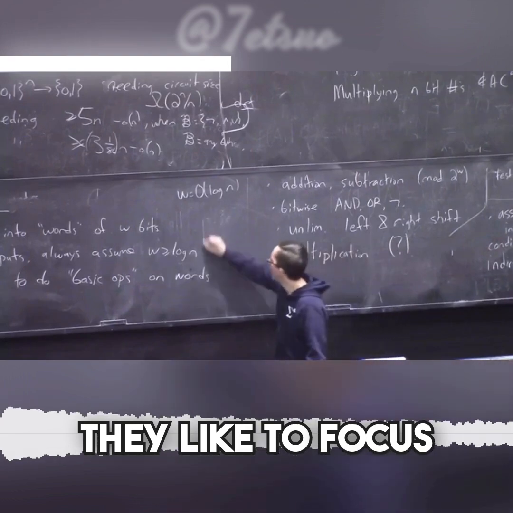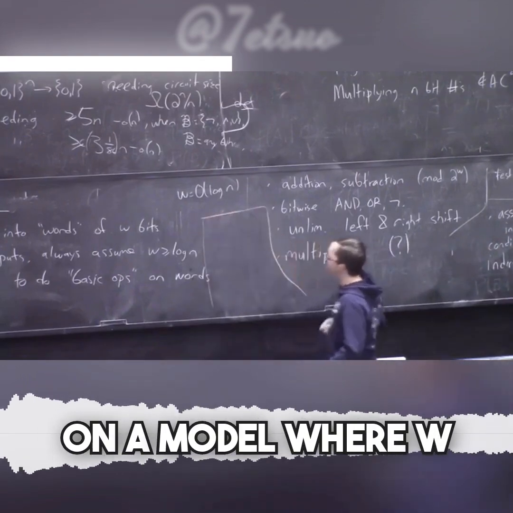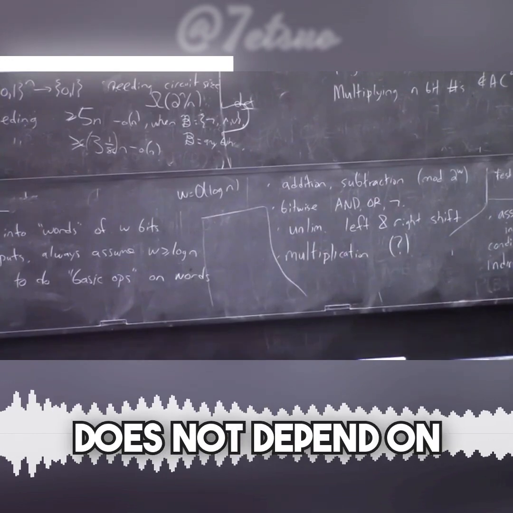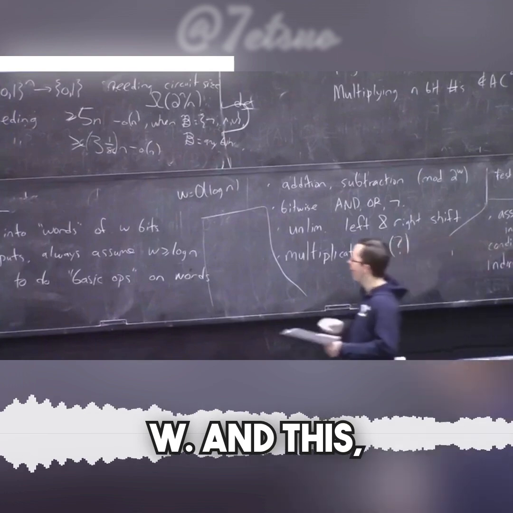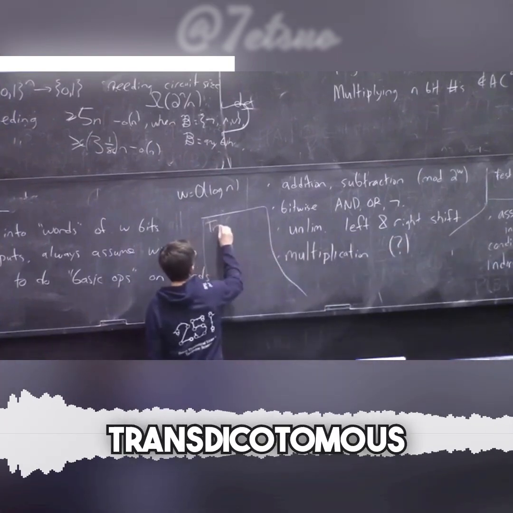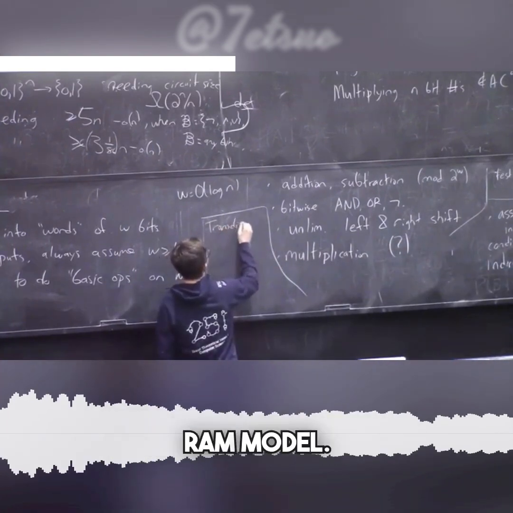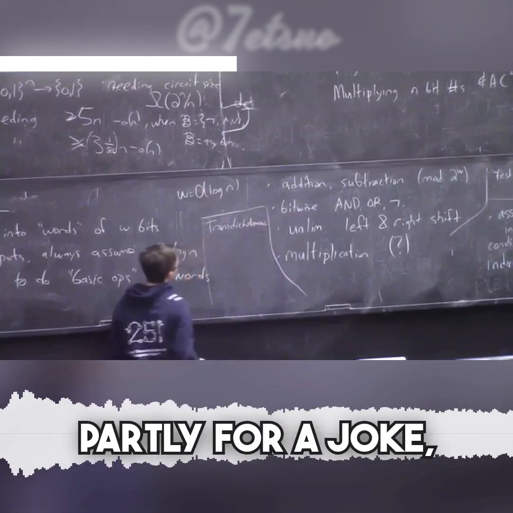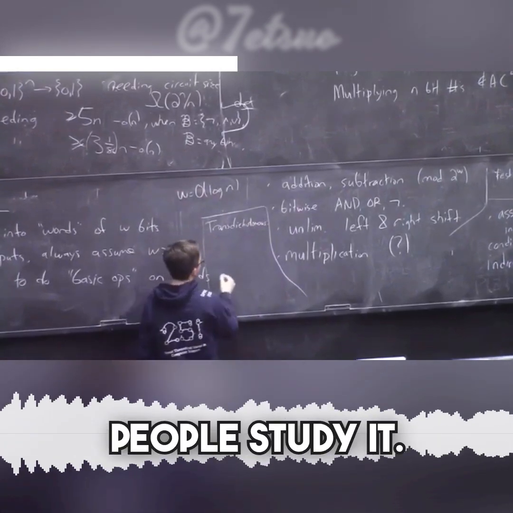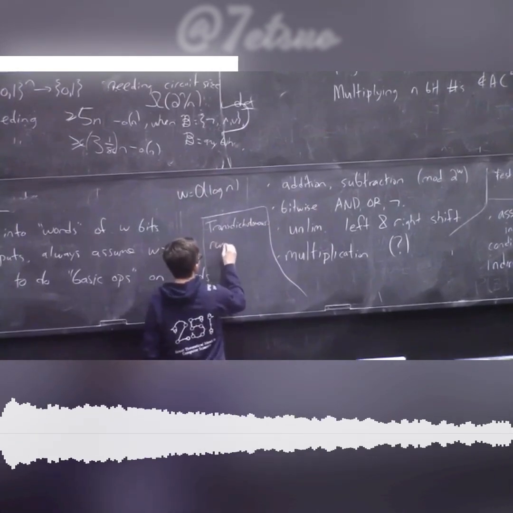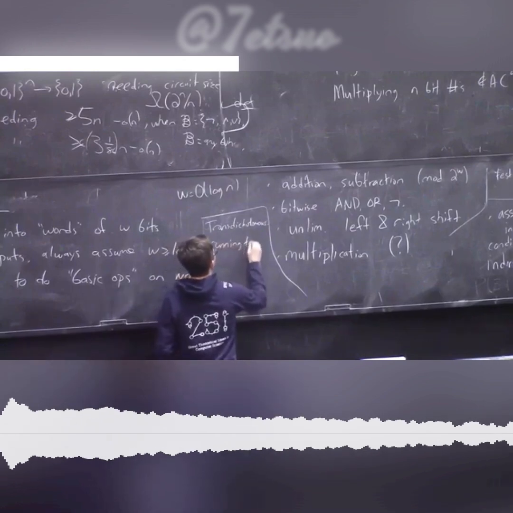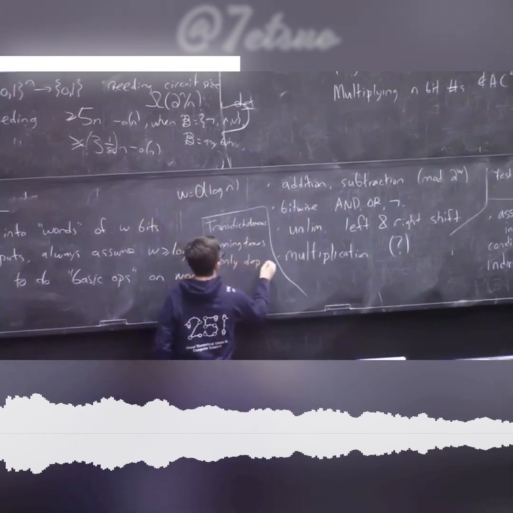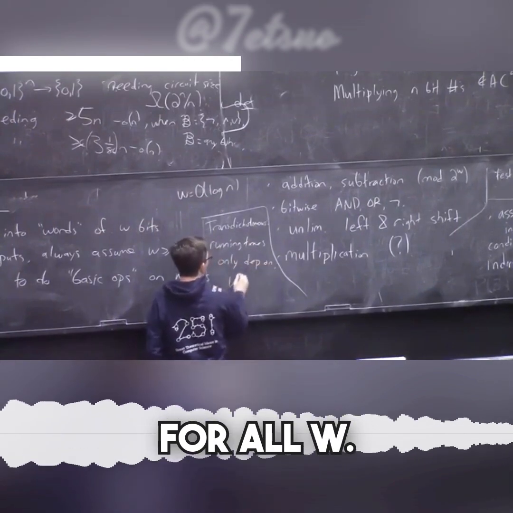they like to focus on a model where w could be anything, and you want a running time that does not depend on w. And this, believe it or not, is called the trans-dichotomous RAM model. I mention it partly for a joke, but actually people study it. This means running times that only depend on n. And they work for all w.